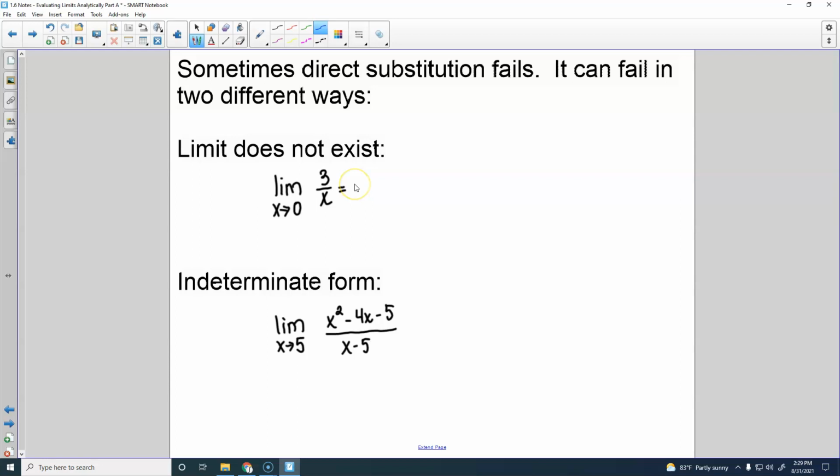So one way that it fails is that the limit does not exist. So if I plug 0 in here, I get 3 over 0. And 3 divided by 0 is undefined. Now 3 divided by 0 is undefined, but what do we say about the limit? Does not exist. So we would say here the limit does not exist.